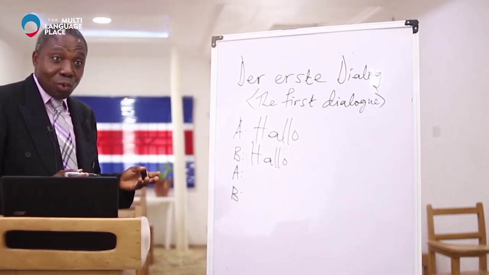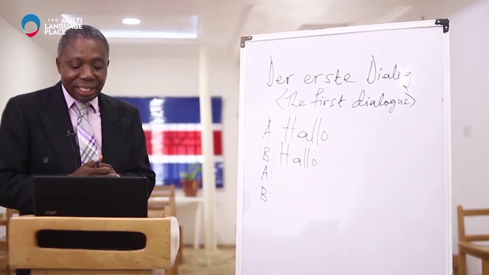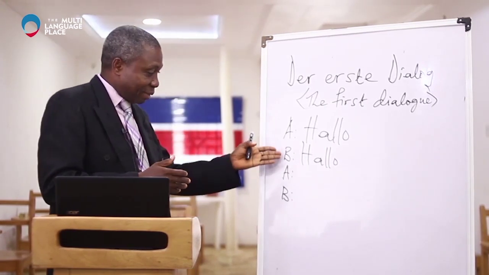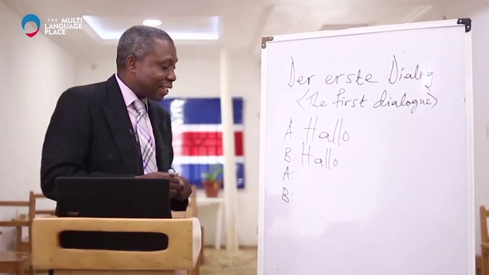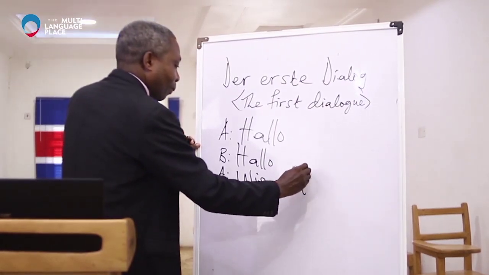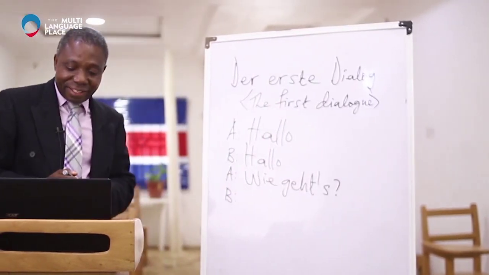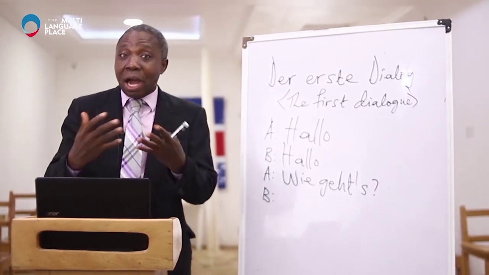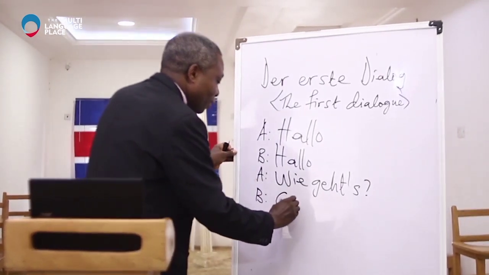Interestingly, we have the sound in English also, so this is also used in German. Of course, that of English is different, but in German we say hello. And then the second person also says hello. And then the next question is, wie geht's? It's actually a question. Wie geht's? And it simply means, how are you? You're asking your friend, how are you? And then the answer is good.